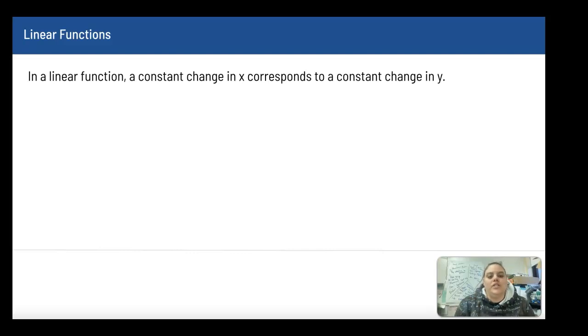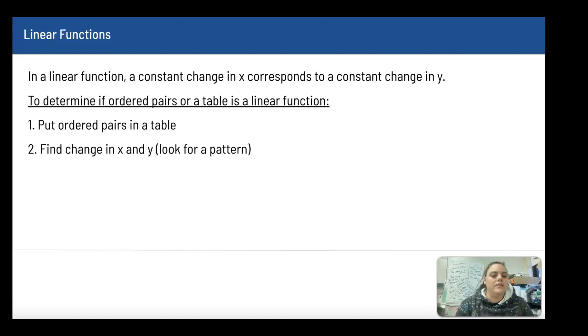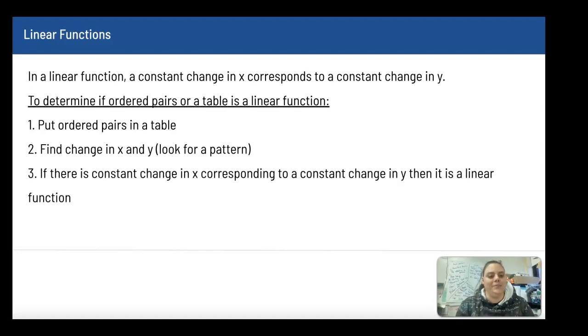In a linear function, a constant change in x corresponds to a constant change in y. This is our slope. This is how we recognize a linear function. So if we have some ordered pairs or a table, we can find out if it's a linear function by putting the ordered pairs in a table if it's not already in one. Then find the change in x and the change in y. We're looking for a pattern. If there is a constant change in x corresponding to a constant change in y, then it's linear.